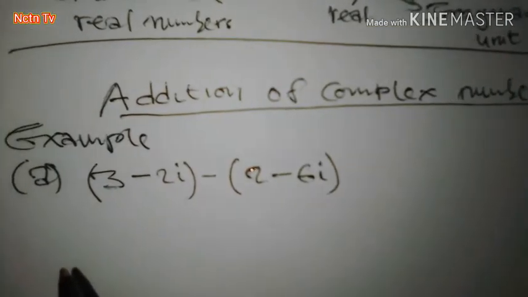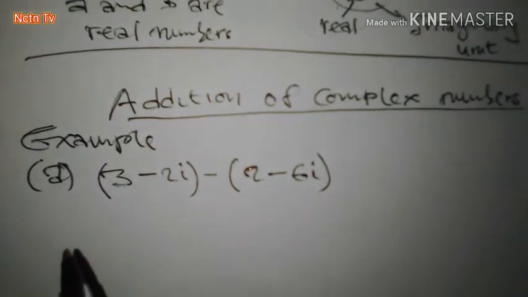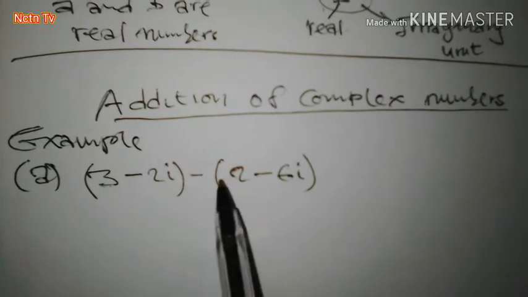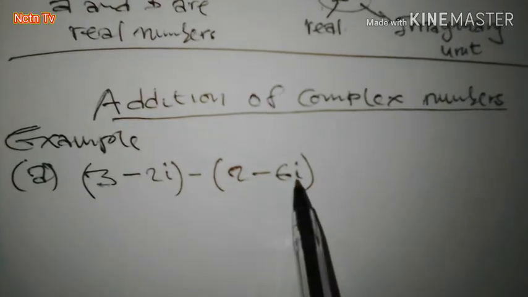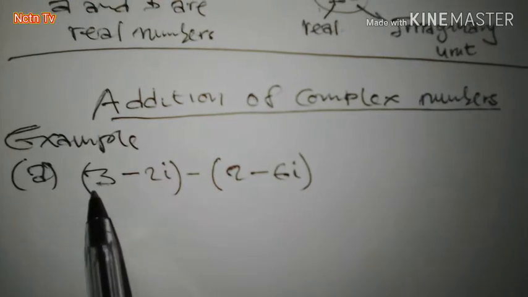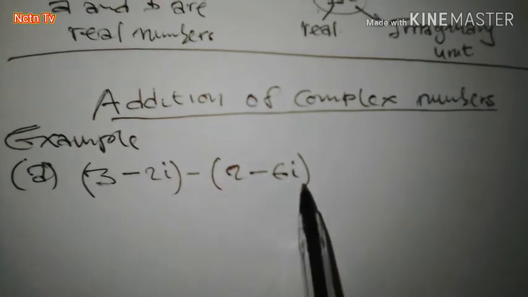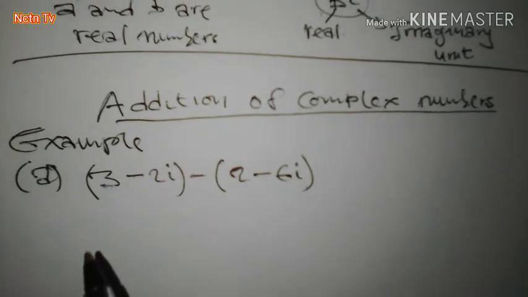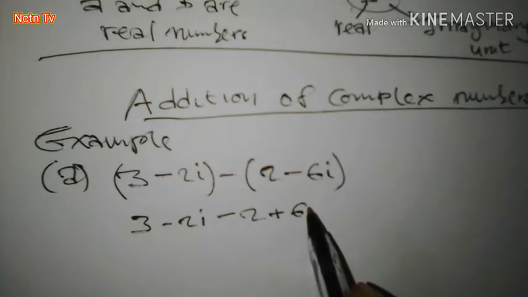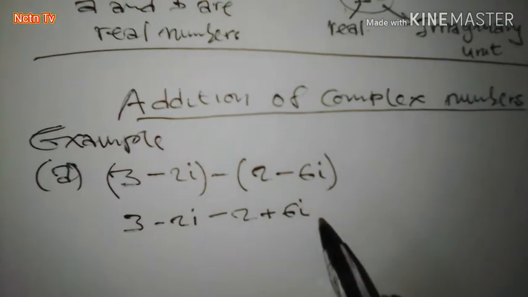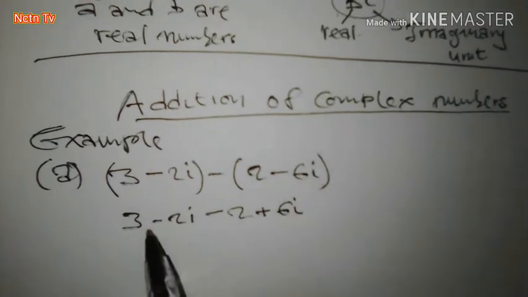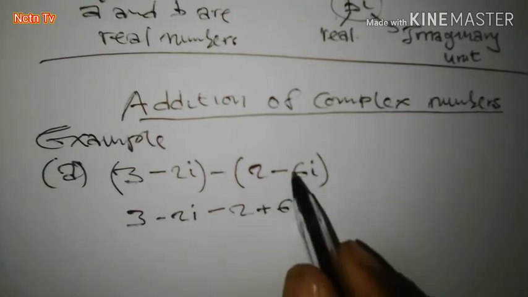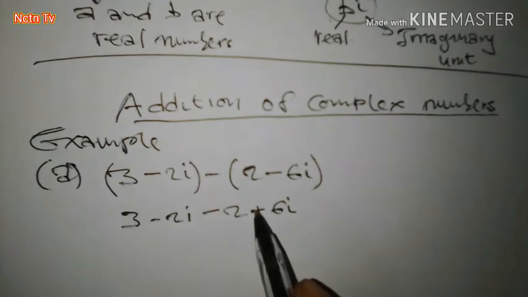Let's consider this example. We have 3 minus 2i minus (2 minus 6i). This is a complex number and this is a complex number, and they want us to subtract them. What we can do is deal with the brackets first. So we are going to have something like this, and here we are going to have a positive because this one and this one give us a positive.